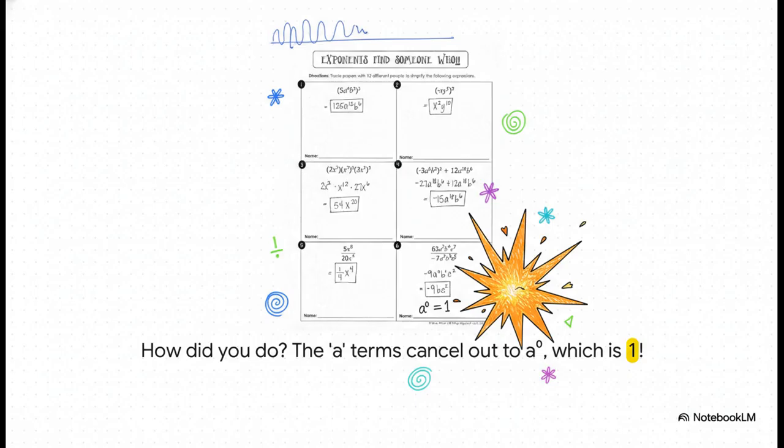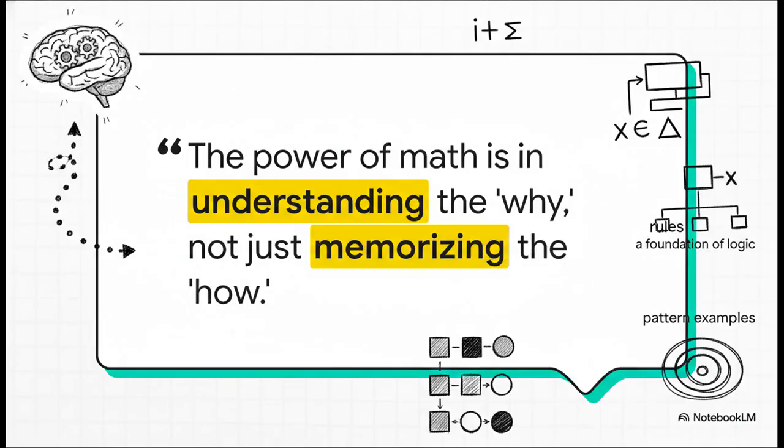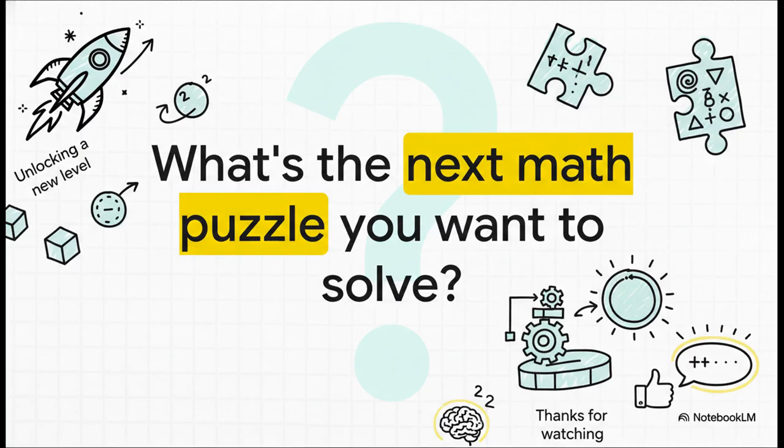Fantastic job. So, I'm going to leave you with this thought. These rules aren't magic. They're not just something to memorize for a test. They're built on a solid foundation of logic. And when you really focus on understanding why they work, like we did with those patterns, they become something you truly know, not just something you've crammed into your short-term memory. You've just leveled up your understanding of exponents in a huge way. So the real question is, what's the next puzzle you're going to use these new skills to solve?